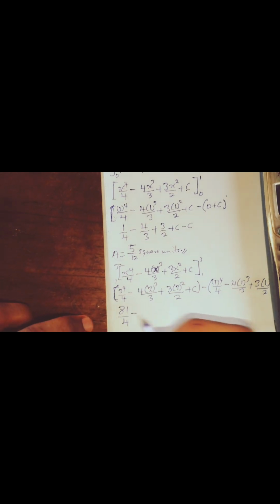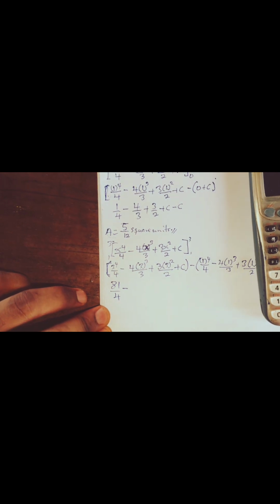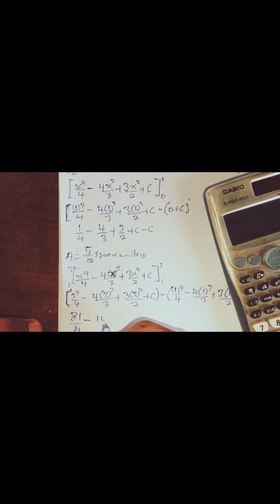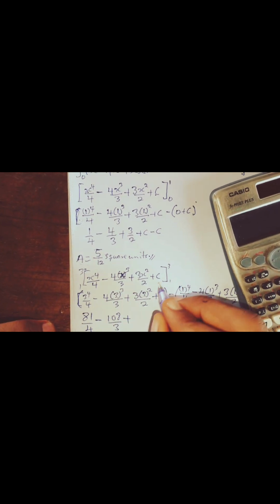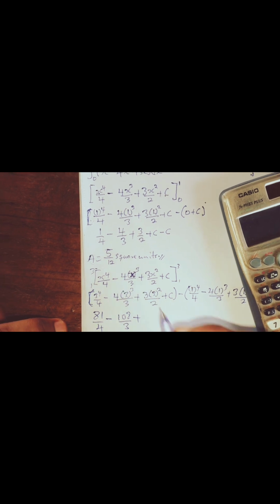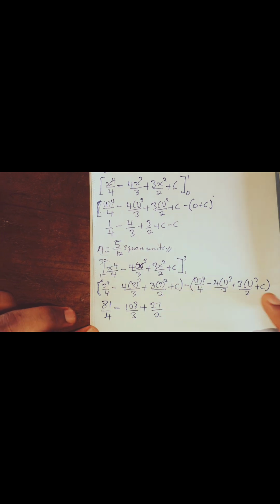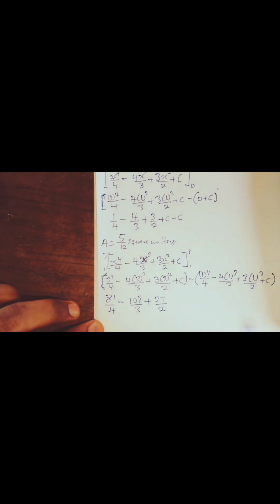So with calculator, 3 power 4 is giving me 81. So it becomes 81 out of 4 minus 3 power 3 will give me 27. 27 times 4 is giving 108. 108 out of 3 plus 3 power 2 will give me 9. 9 times 3 will give you 27. 27 out of 2. This plus c, this negative will affect everything here to become minus, so I'll get rid of it. But don't forget, when I put 1 here, I had 5 out of 12. So that place I was just said the whole of this minus 5 out of 12.